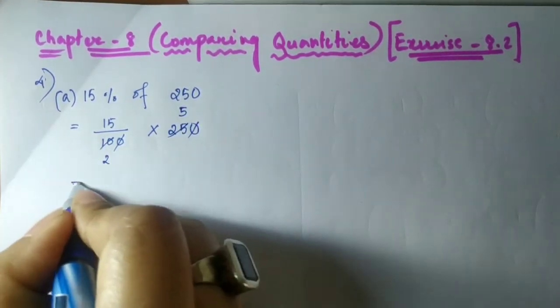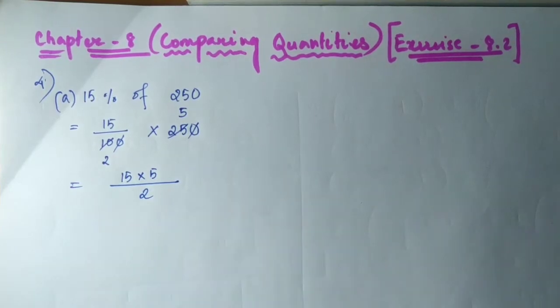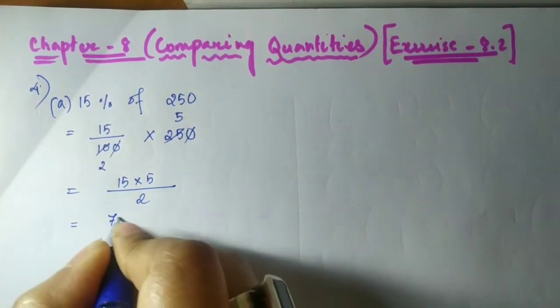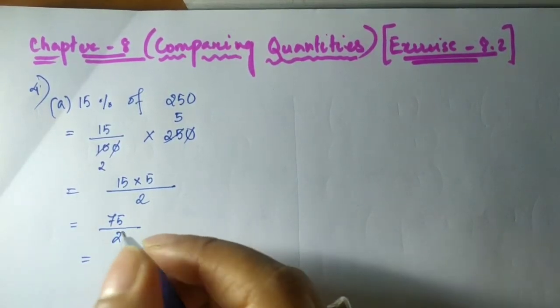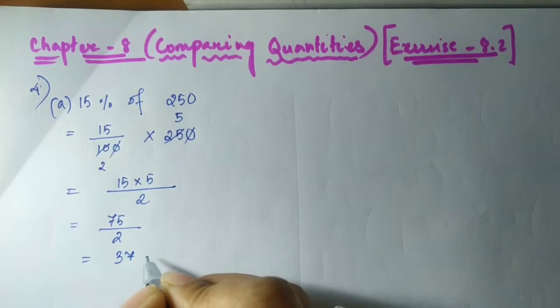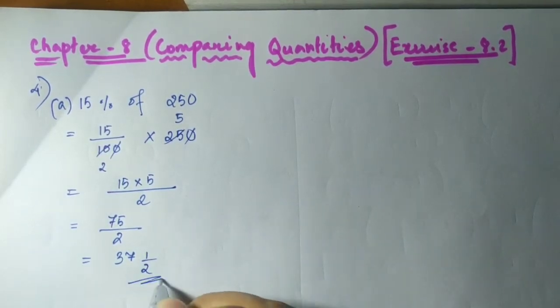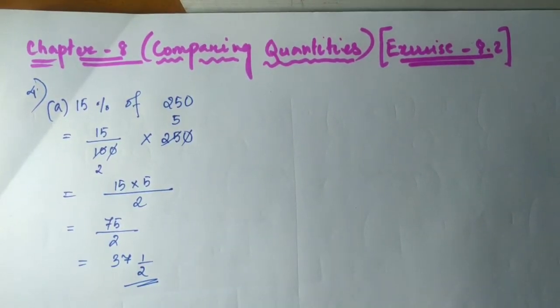So let's multiply 15 into 5 by 2. This will give me 75 by 2, which is equal to, you can keep it like this or you can put it in decimal or even in fraction, 37 1 by 2. So this is your answer. So in this way you can find the 3 more sums that are given.